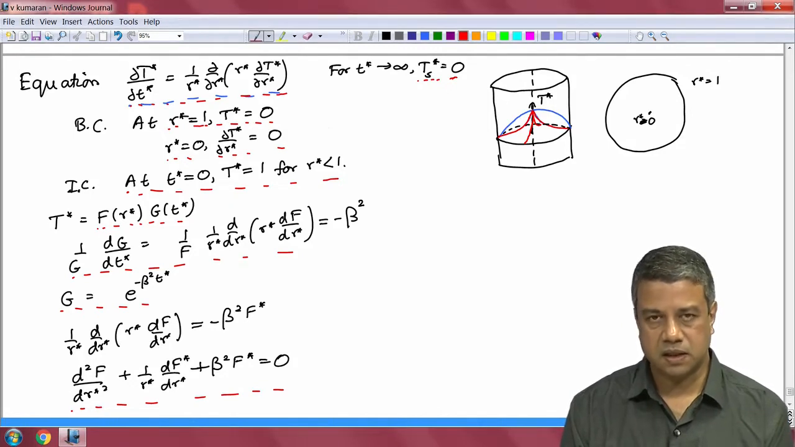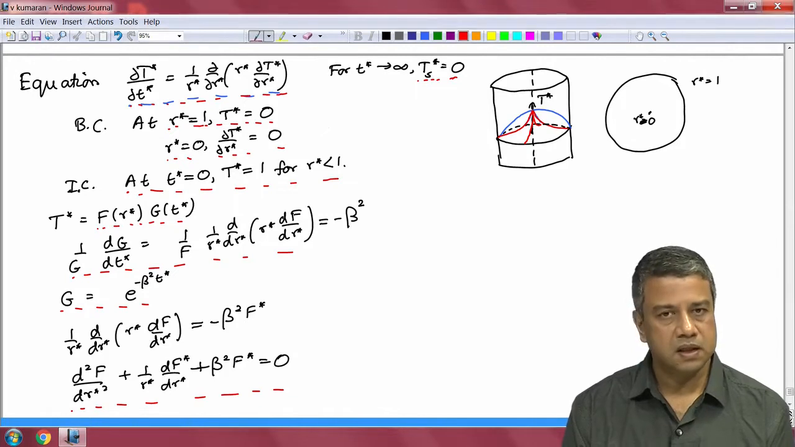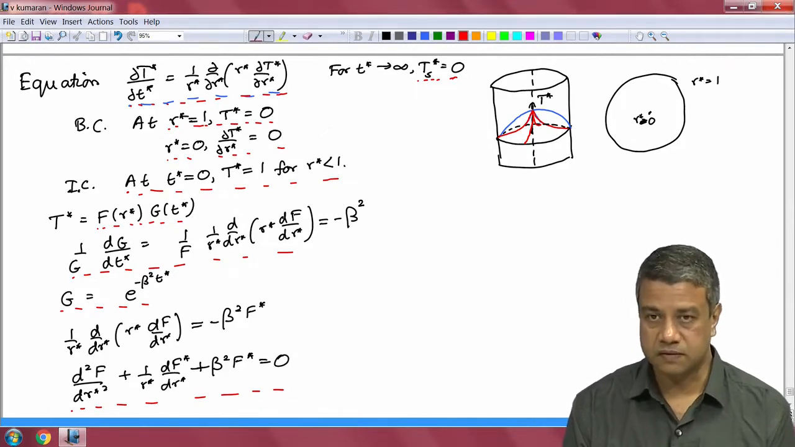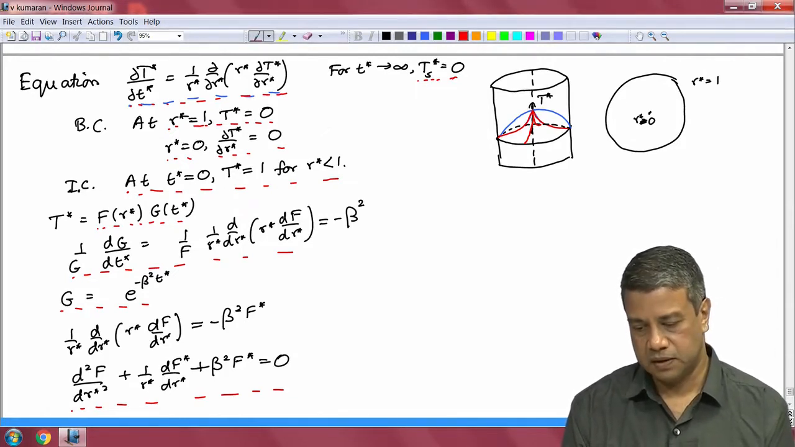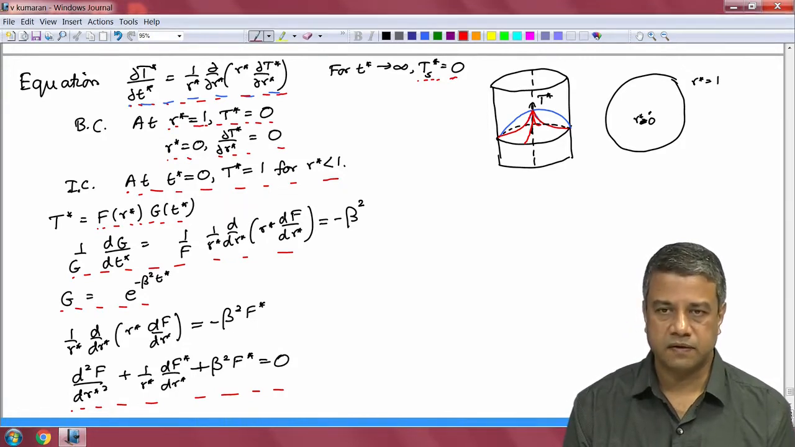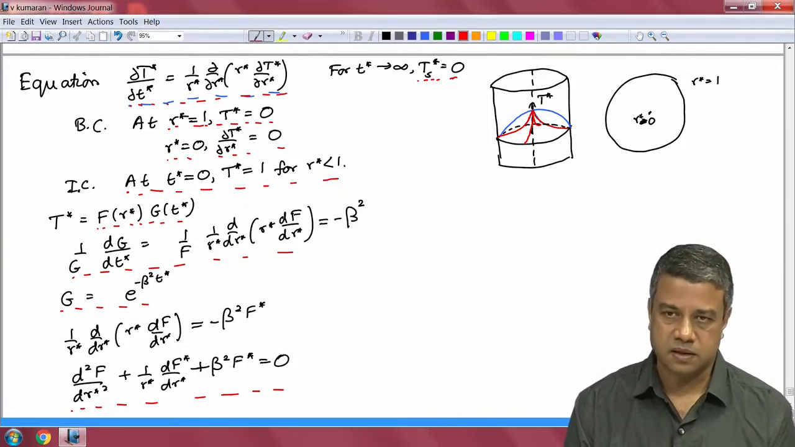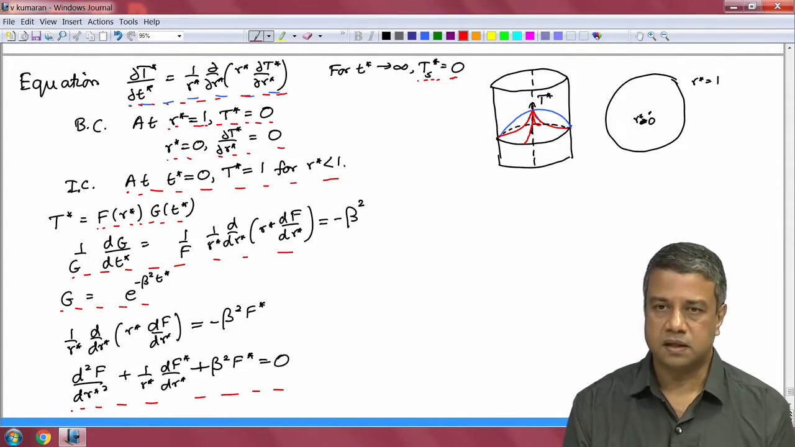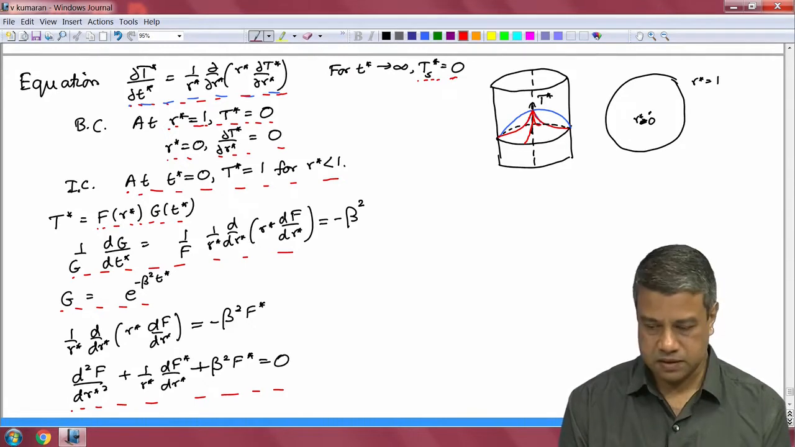Boundary conditions: at r is equal to 1 in scaled coordinates, T is equal to 0. At r is equal to 0, the derivative is equal to 0. As you can easily verify, both of these are homogeneous boundary conditions. Either the temperature is 0 or the derivative is 0 at both boundaries.